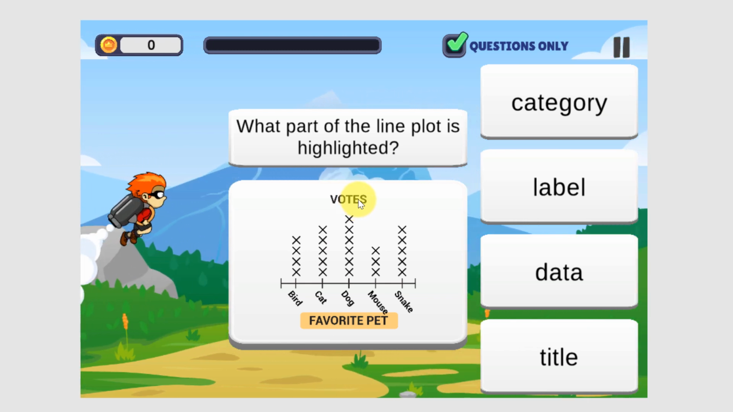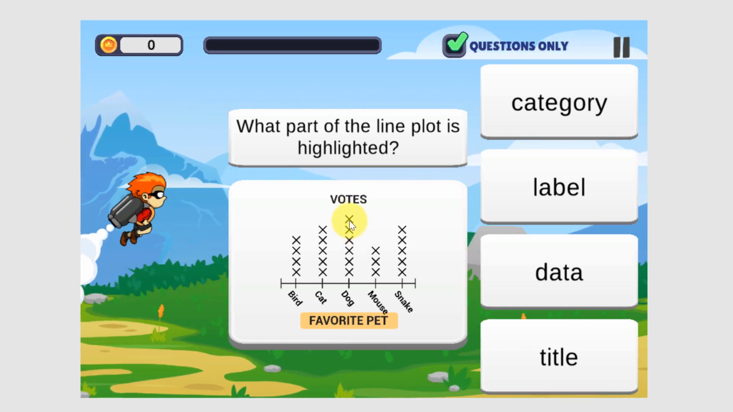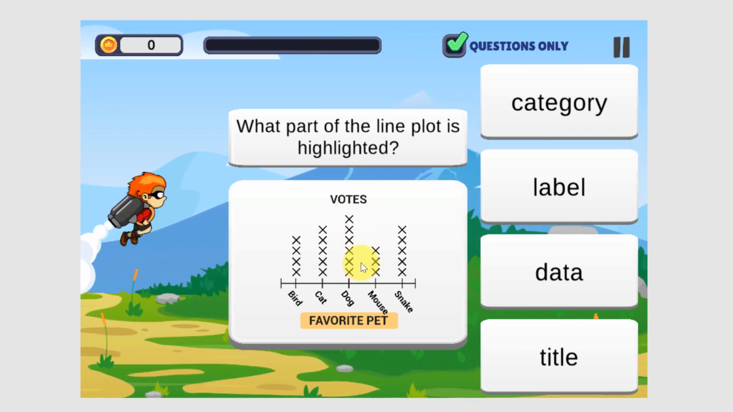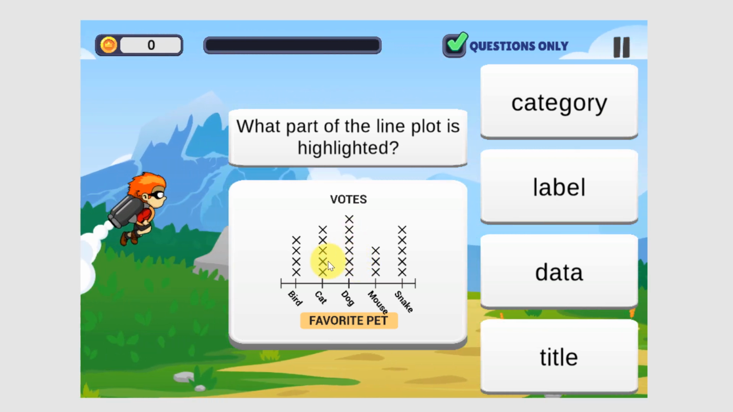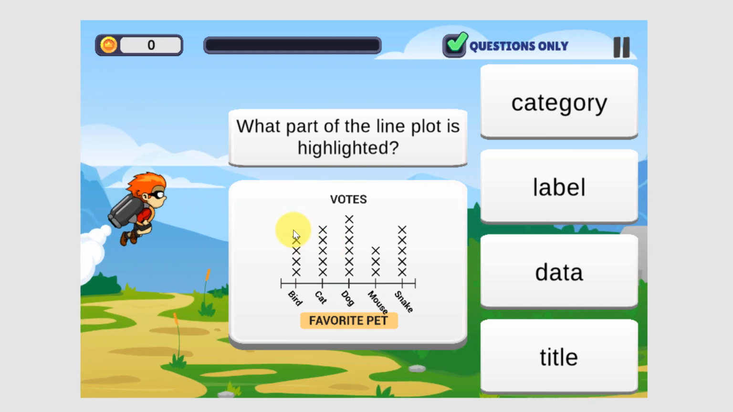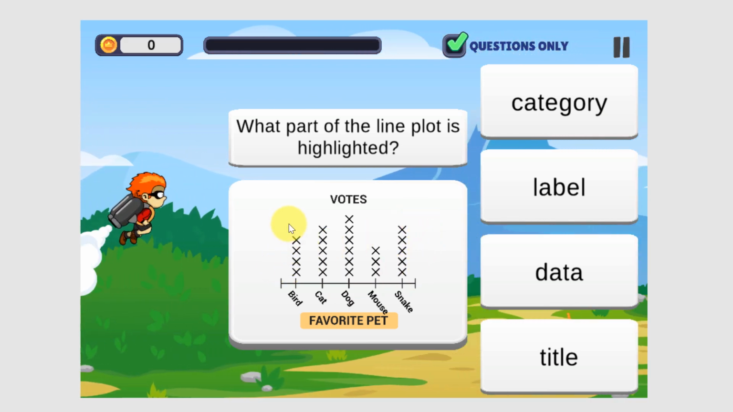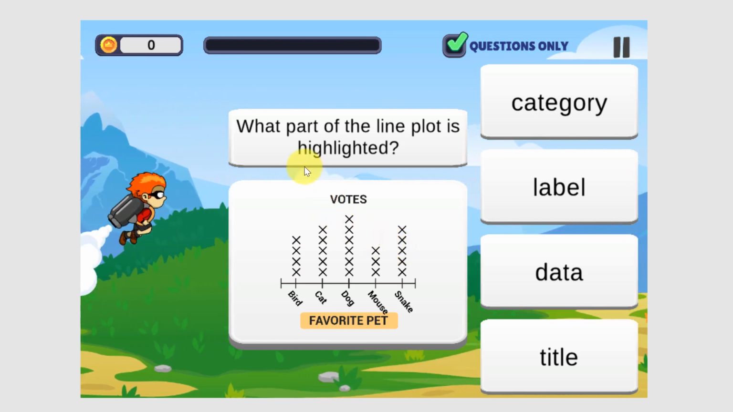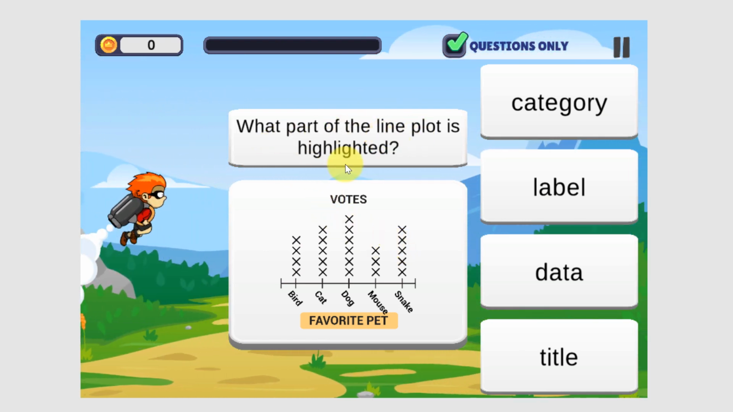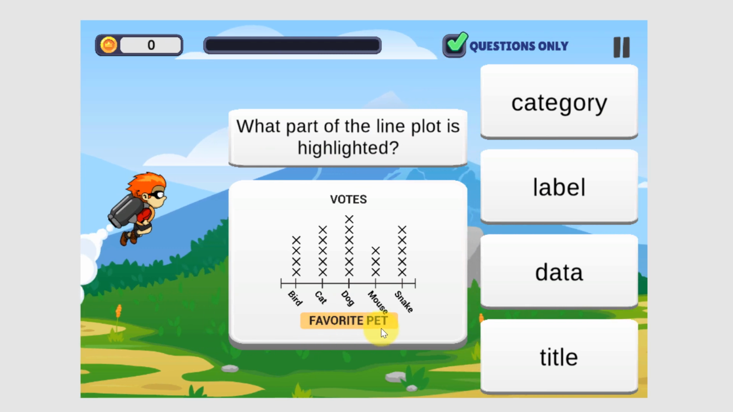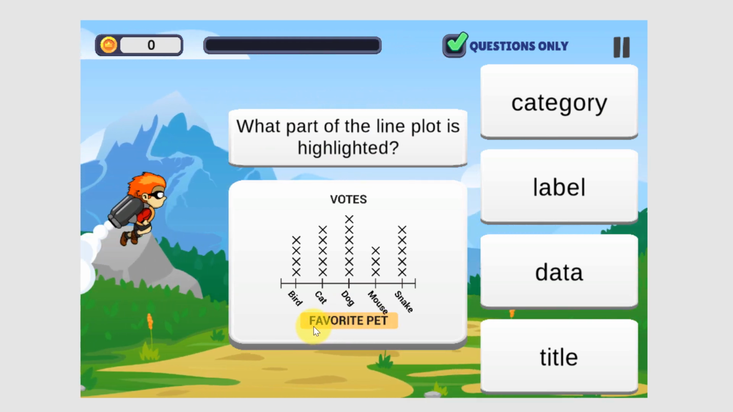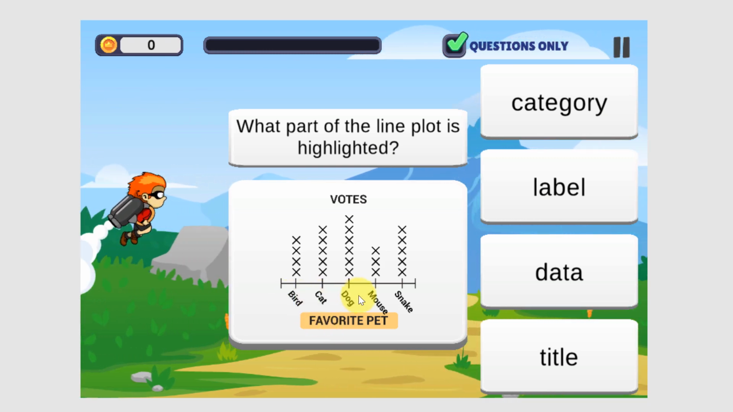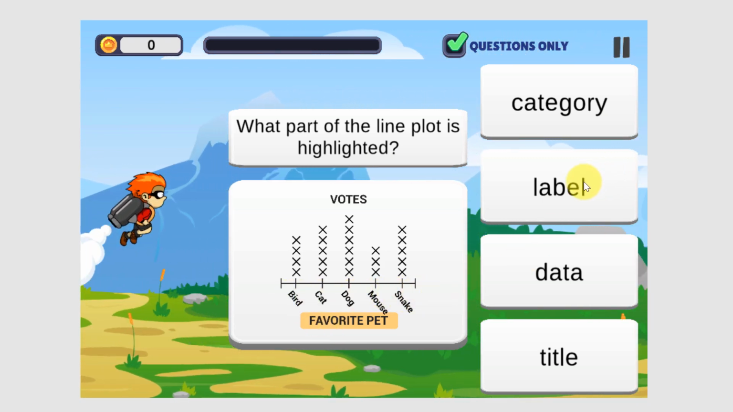You can count anything, like maybe you have test scores, maybe you have the temperature of the weather. It could be anything that we're counting. But here we're voting for animals, and this information is called data, or information. So looking back at the question, what part of the line plot is highlighted? It's the part right here that's highlighted, favorite pet. And that's called the label, because it gives a label to our category.